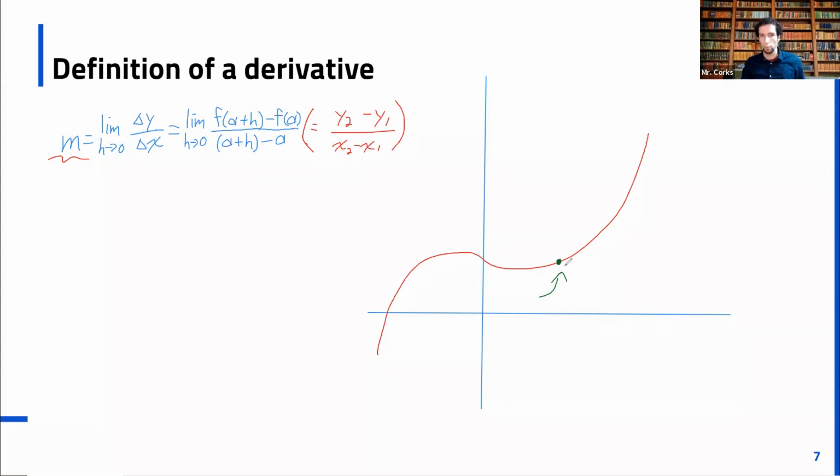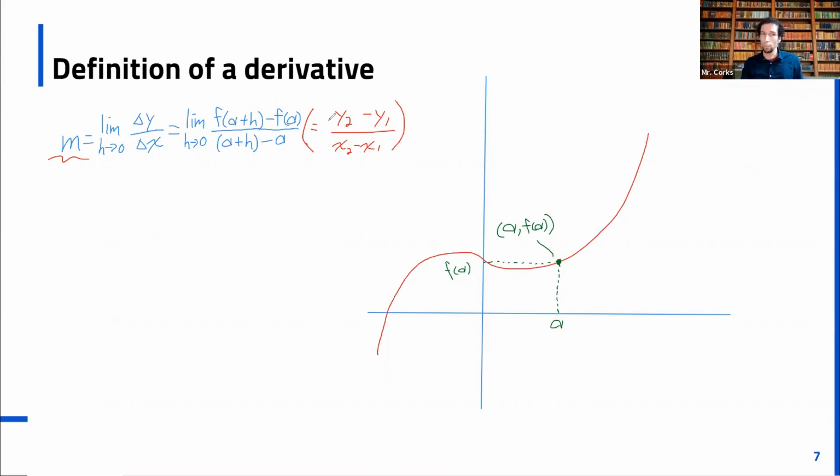So at this point, we'd say that the coordinates here are A and then f of A. So the X value is A, and the Y value here is f of A, which is why we talked about the function notation. It's just the Y value at whatever A is.